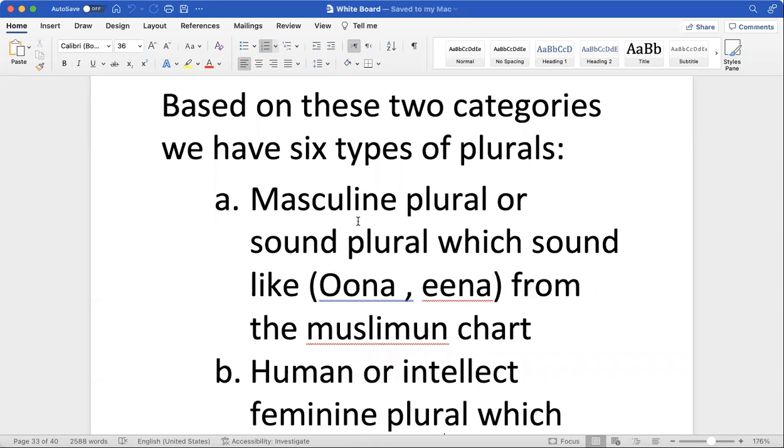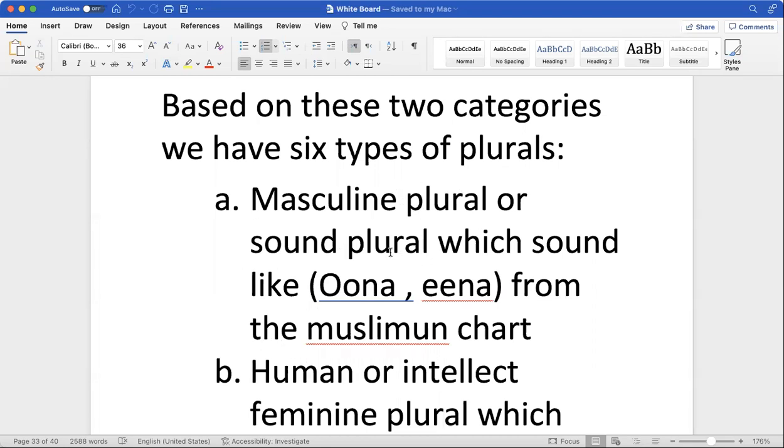For example, I gave you an example yesterday. If I say Muslimuna, though it is from the masculine Muslim chart, the sound plural, it includes Muslim women also. It's general. Muminuna includes both men and women. Qanitina includes both men and women. So this category is straightforward.